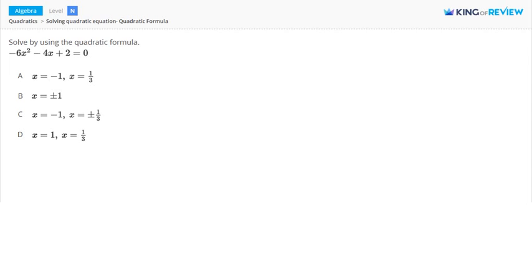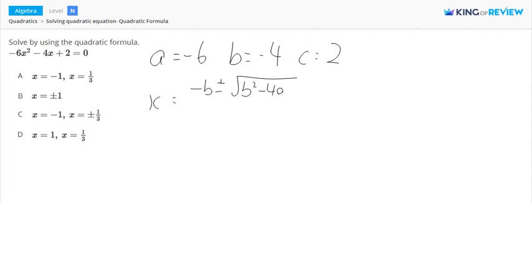So let's determine our a, b, and c values. A is -6, b is -4, and c is 2. And the quadratic formula says x equals (-b plus or minus the square root of b squared minus 4ac) divided by 2a. So let's plug in our values.